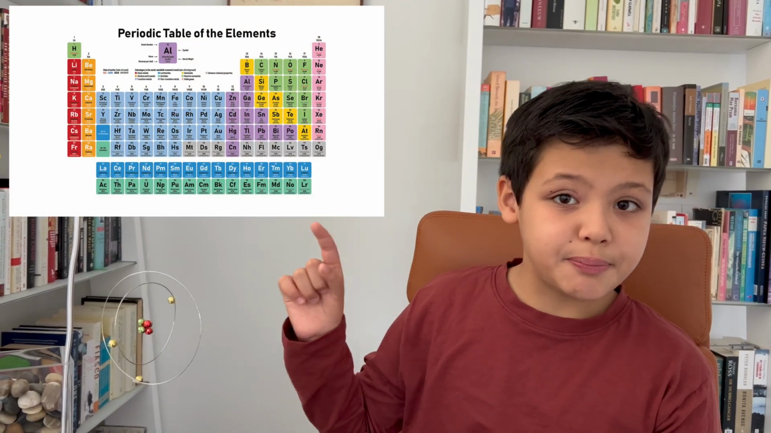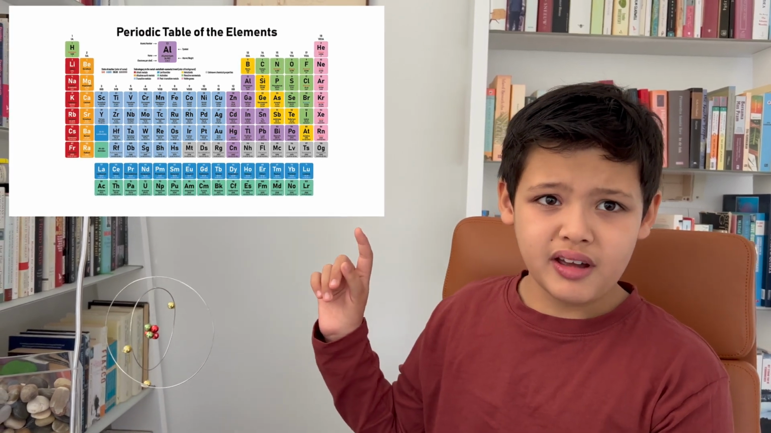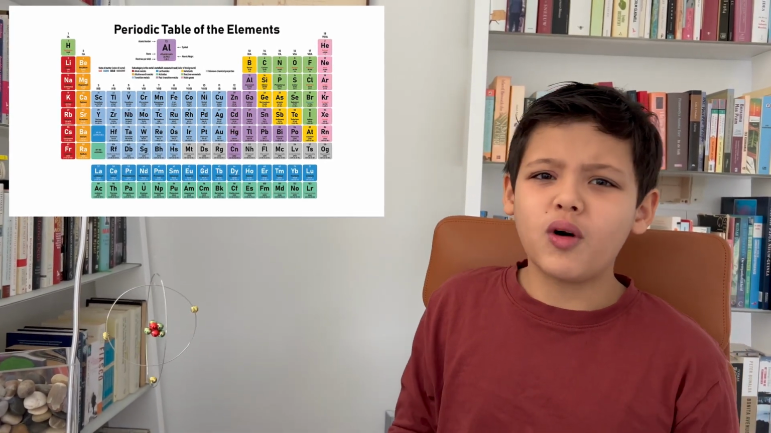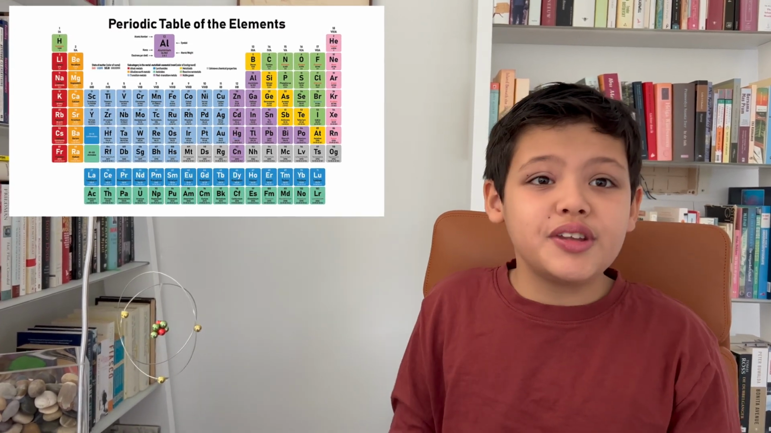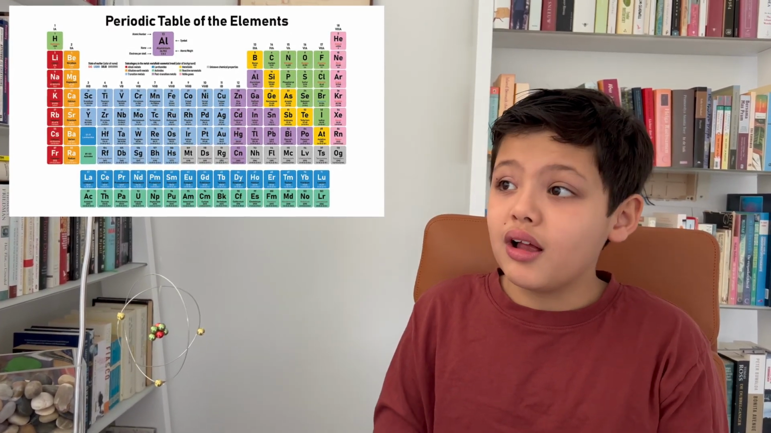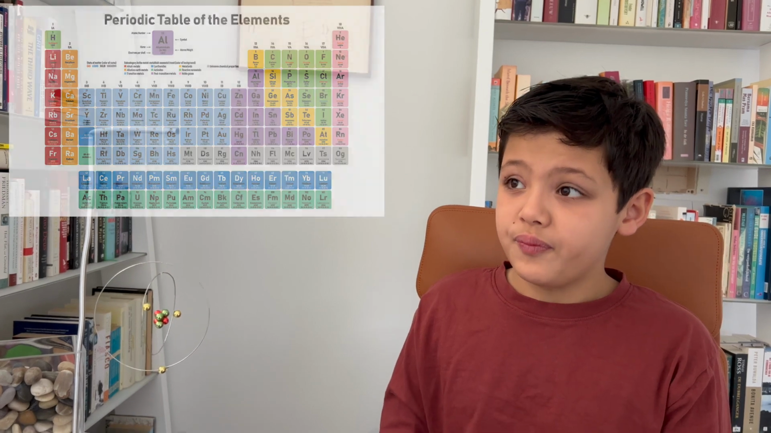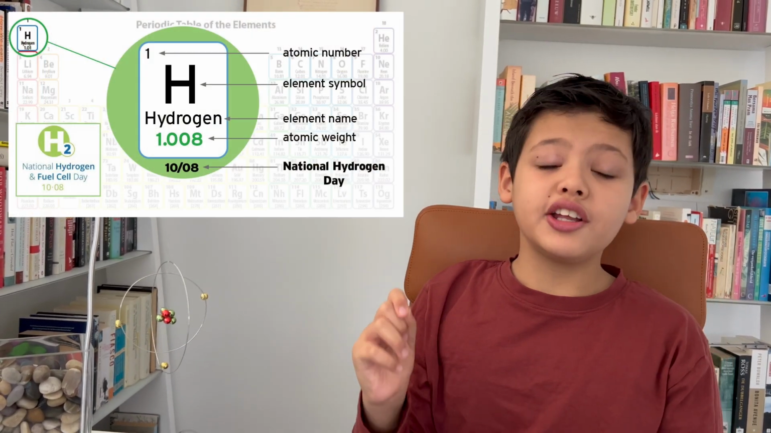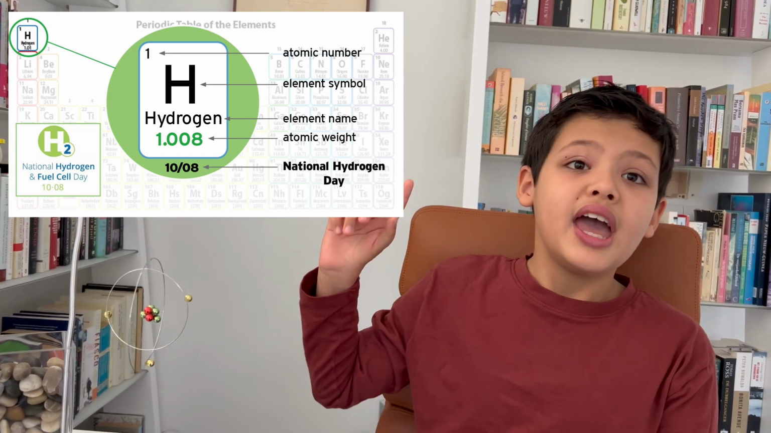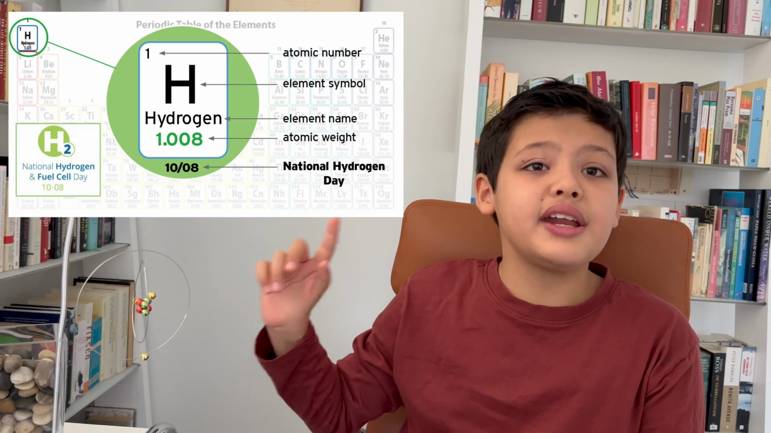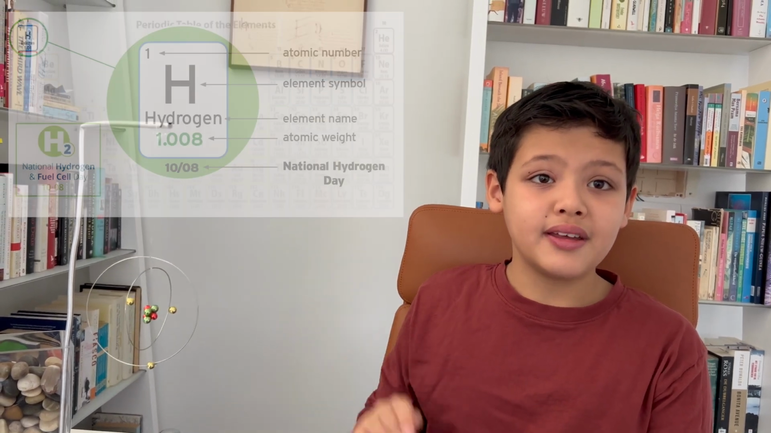Here you can see the periodic table, and when you first look at it, you wonder, what do all of these symbols mean and what do these numbers mean? Well, I'm going to explain that to you. Let's take hydrogen, for example. On the top left of hydrogen, you can see its atomic number, its symbol, its name, and its atomic weight.